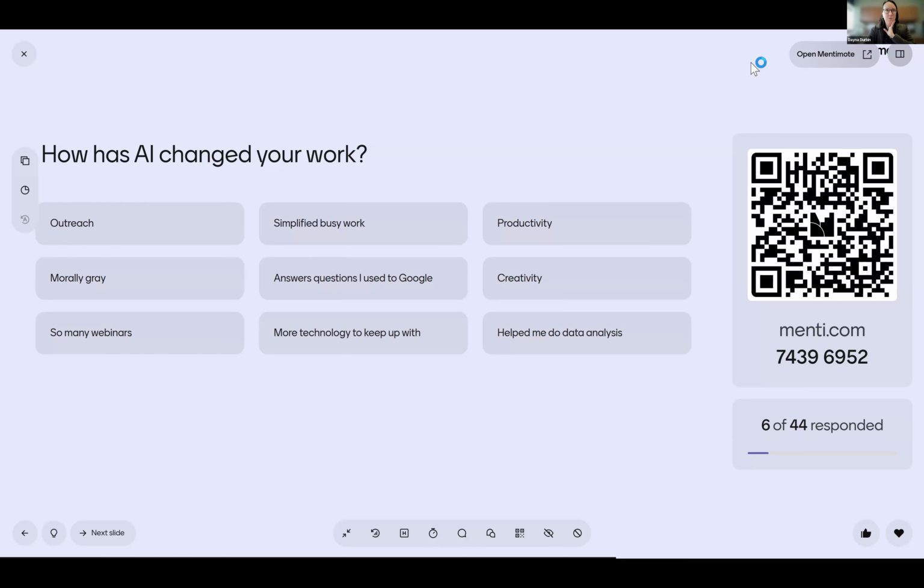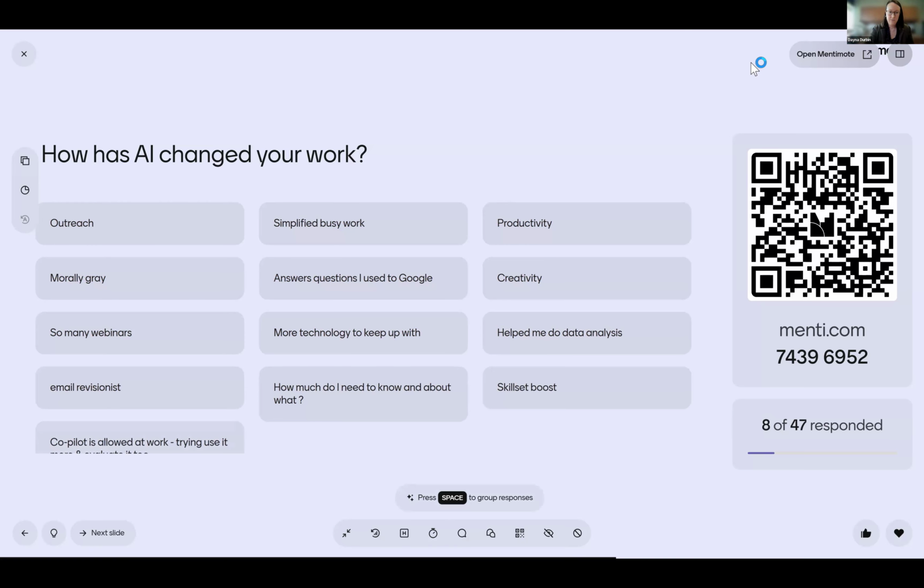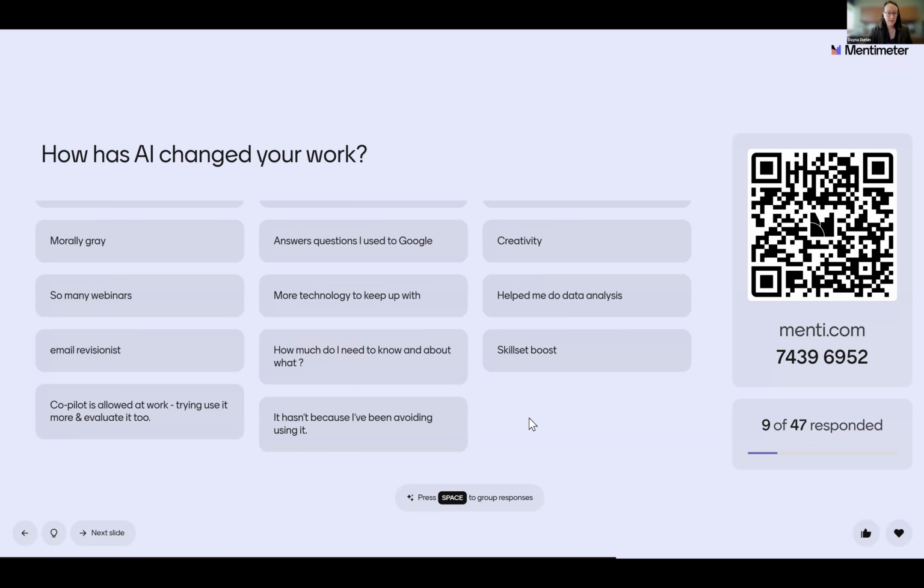So that was what I was wanting to point out, that these tools feel different than other types of technology. I hear the analogy often that it's like when we got laptops or when we got the internet, or Wikipedia, and there feels like something substantial that's a little different about this technology. But on the positive side, somebody noted, it can simplify busy work, help you do data analysis, help you revise emails, skill set boost. Awesome. Yeah, Copilot is allowed at work, trying to use it more and evaluate it too. Been avoiding using it. Yeah, which is very valid, right?